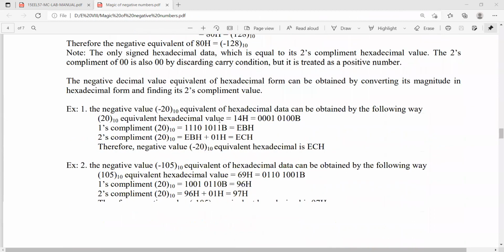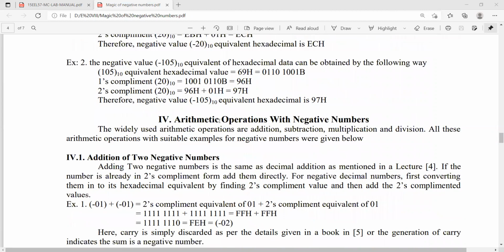So there are some problems for various numbers. So minus 105 equivalent to hexadecimal. 105 in the hex format is 69. So its 1's complement form and 2's complement form you can write. So 97H. This 97 has a 1 at the starting of the data, that is 1001 0111, like that. So therefore this is minus 105.